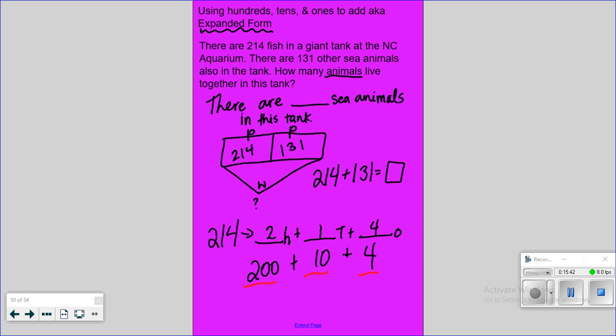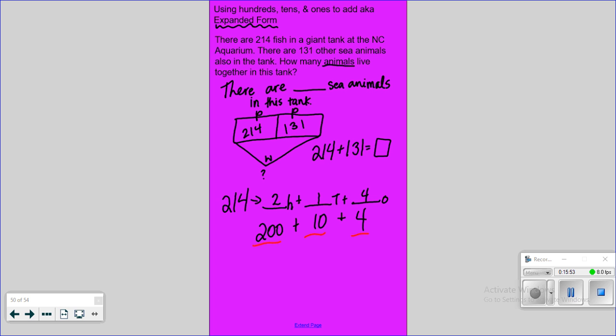Have you seen that before, Victor? Yeah, you've seen that before? I figure you just didn't remember the name. Let's do the same thing with 131. I'm going to look at my hundreds, what's missing? My tens, and my ones. Looking at 131.